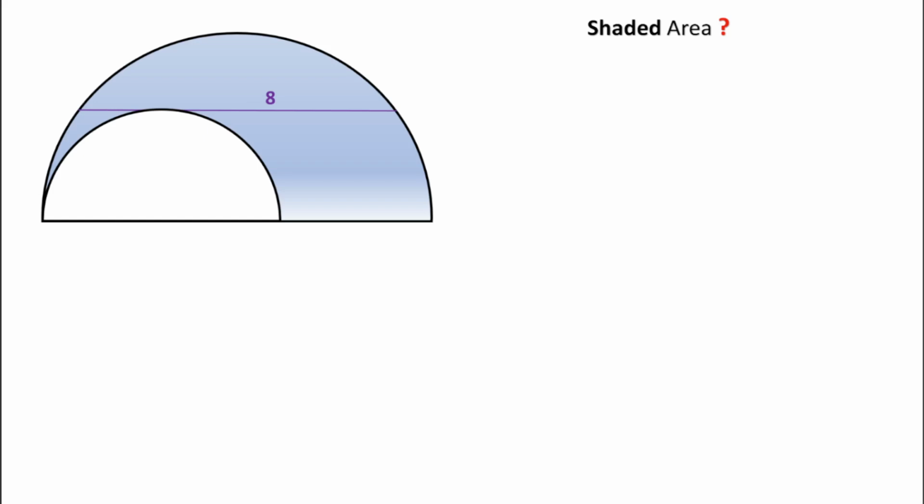Hello everyone, in this figure there are two semicircles as we can see, and this purple line is actually a chord for this bigger semicircle, which has a length of 8 units. Then we have to find this shaded area region. So how can we find this shaded area region?